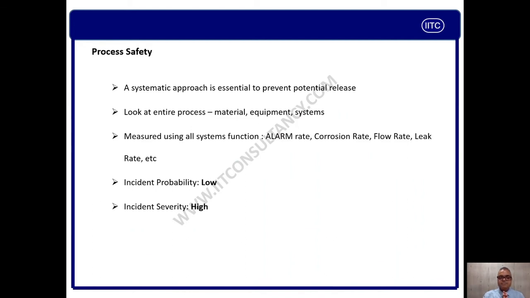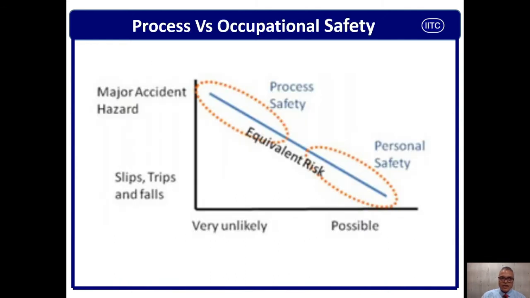Severity in terms of fatality, severity in terms of production loss, severity in terms of reputation loss, severity in terms of financial loss. So guys, let's go ahead. I hope by now you understand the basic concept of occupational safety and process safety. In this slide you will probably have clearer information related to process safety versus occupational safety.